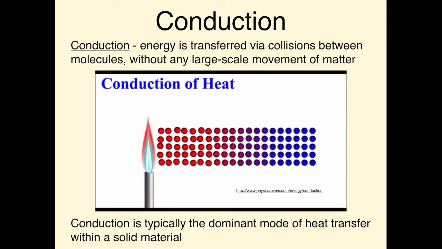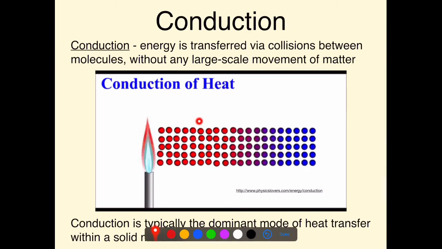The molecules immediately next to the flame are heated first. They jiggle around faster and collide with the molecules to their right, which then causes them to jiggle faster. And then we see that heat is being transferred down the line from left to right, and that's conduction.